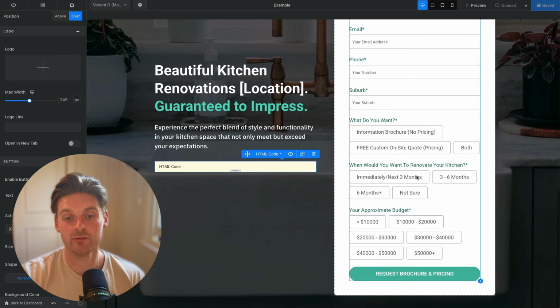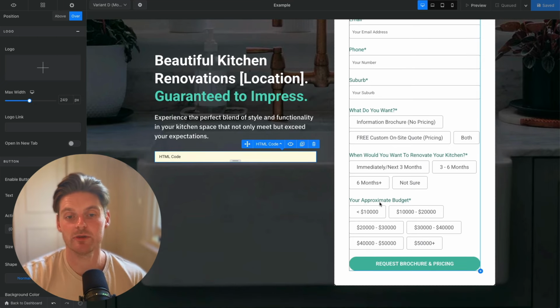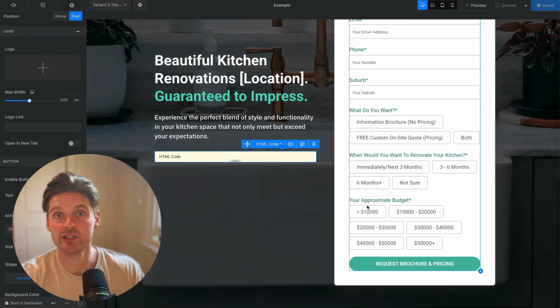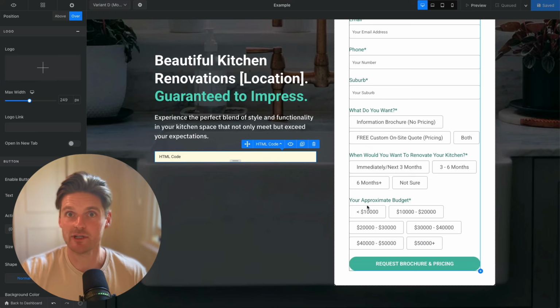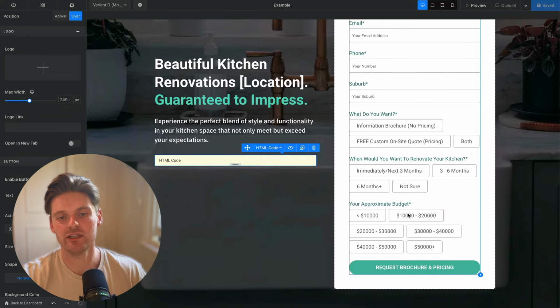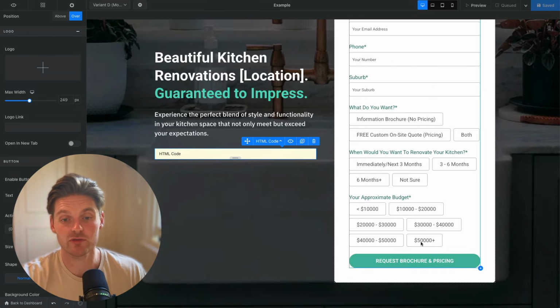Now, the last one that you can see here is obviously your approximate budget. It's very interesting across so many industries, the nature of people's expectations about how much something should cost. Sometimes people expect a full kitchen renovation to cost $5,000, and sometimes they think it's going to cost $60,000. So when we put in your approximate budget, that's based on trying to understand where someone's at financially. Because if you have all this information and you realize someone's budget is $50,000 plus, for example, you know you want to prioritize that lead versus someone who's like, I just want an information brochure, I'm not sure, and less than $10,000.